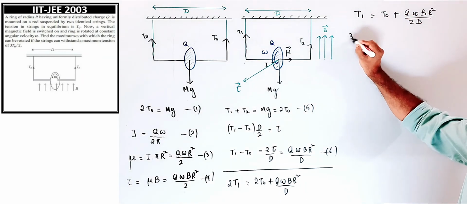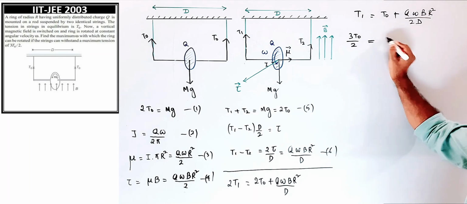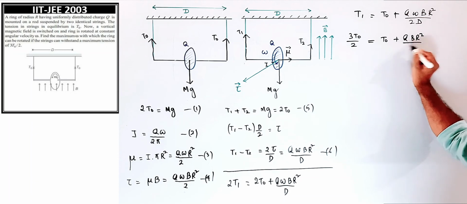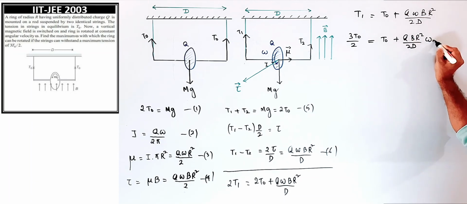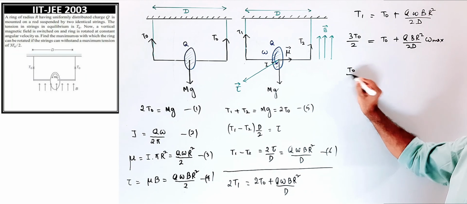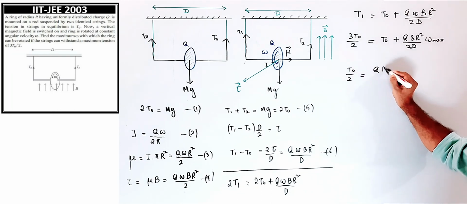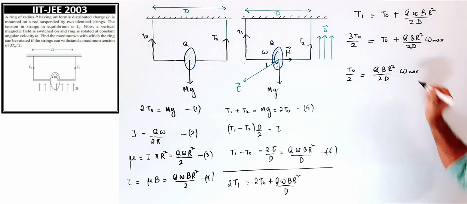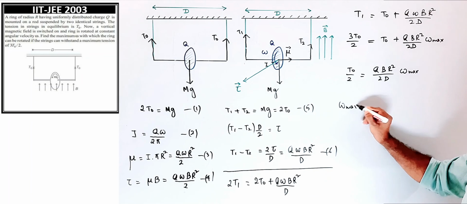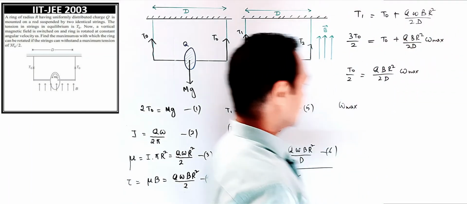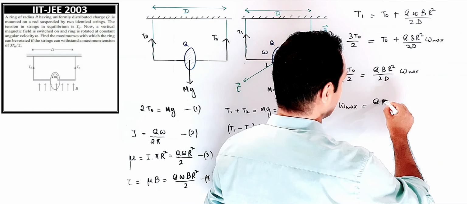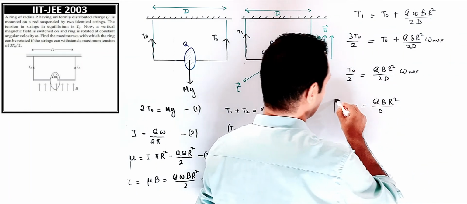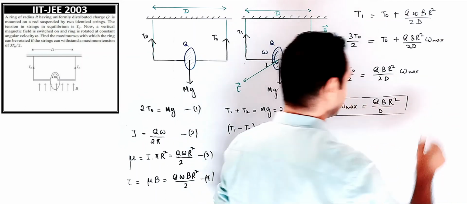So I can write 3T0 by 2 is equal to T0 plus q B r square by 2d into omega max. So that will become T0 by 2 is equal to q B r square by 2d omega max. So finally my omega max comes out to be T0 d by q B r square, and that is our final answer. Thank you.